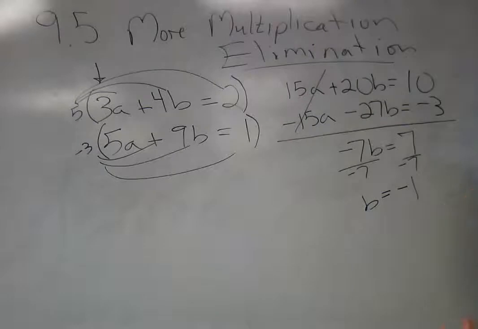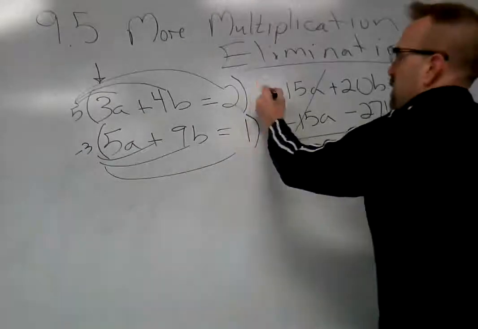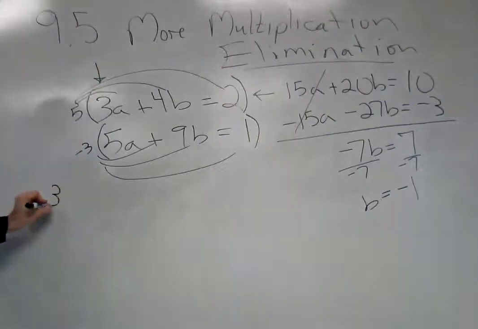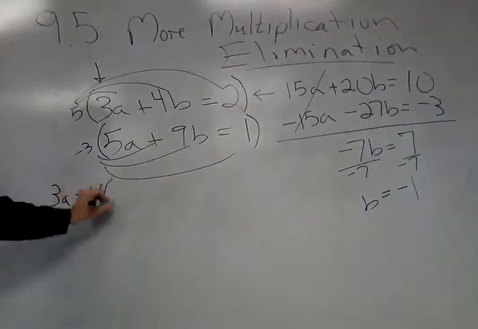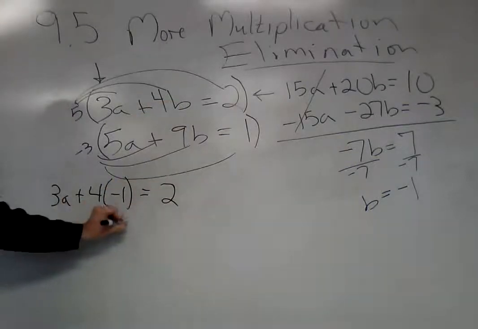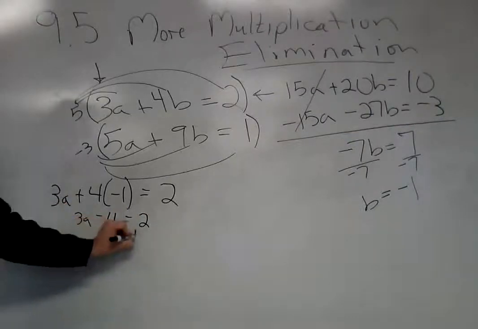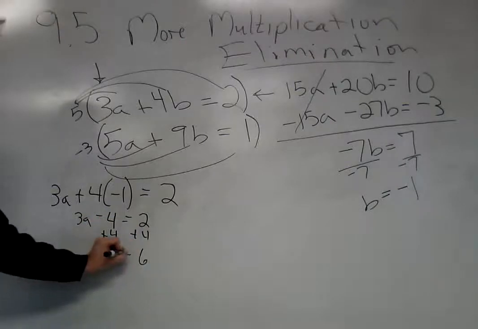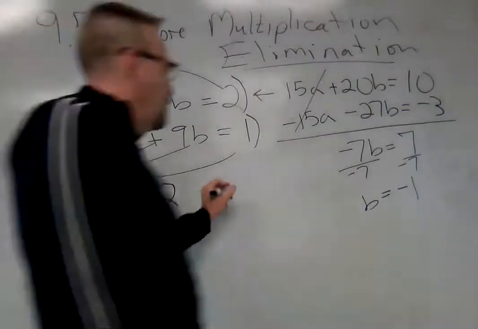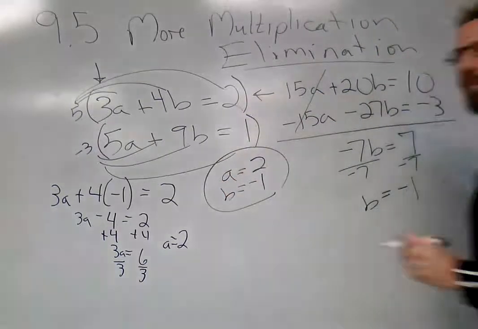Now we need to find the other. We could go into any of these four. It doesn't matter. I'm going to go this one just because the numbers, again, are a little bit smaller. So 3a plus 4 times -1. So in place of b, substitute -1. So 3a minus 4 equals 2. Add 4. 3a equals 6. Divide by 3, a equals 2. So our point would be a equals 2 and b equals -1.